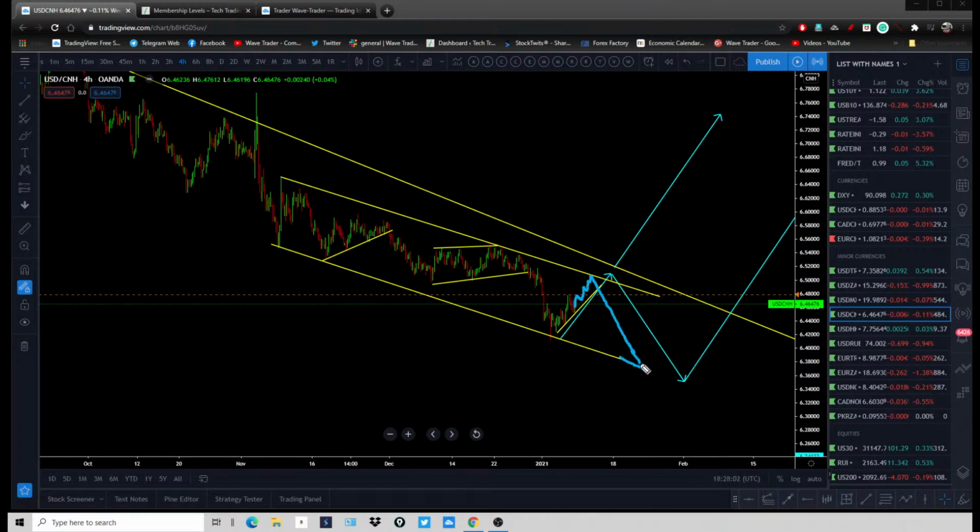Once price forms a new low, just check what rate the Chinese central bank is going to set, then price is going to magnetically go to that rate. They're providing buy and sell signals. The PBOC is providing buy and sell signals.